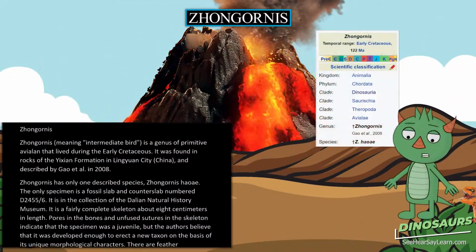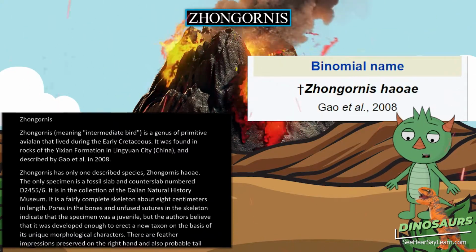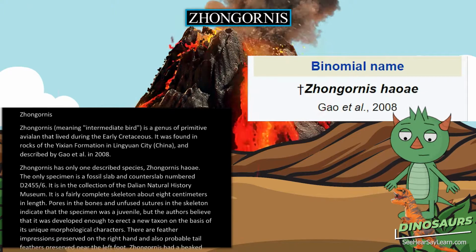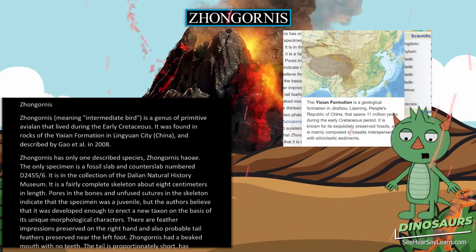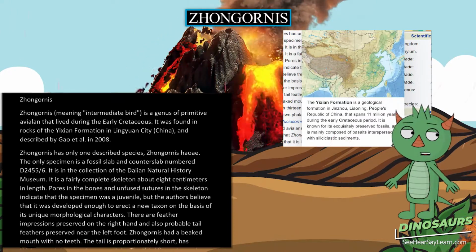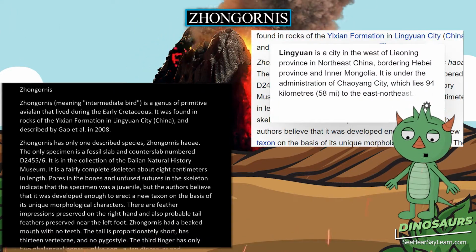Zhongornis. Zhongornis, meaning intermediate bird, is a genus of primitive avialan that lived during the early Cretaceous. It was found in rocks of the Yixian Formation in Lingyuan City, China, and described by Gao et al. in 2008. Zhongornis has only one described species, Zhongornis hoi.